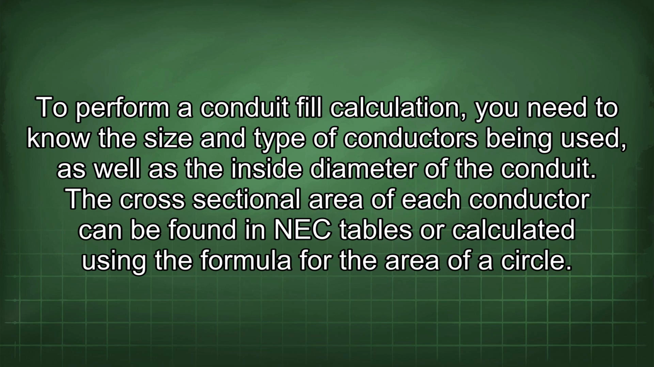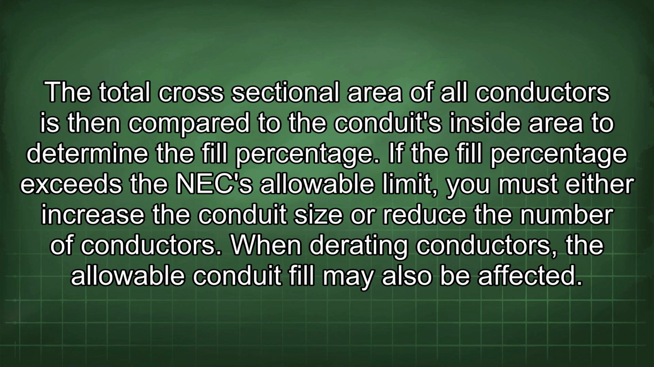The cross-sectional area of each conductor can be found in NEC tables or calculated using the formula for the area of a circle. The total cross-sectional area of all conductors is then compared to the conduit's inside area to determine the fill percentage. If the fill percentage exceeds the NEC allowable limit, you must either increase the conduit size or reduce the number of conductors.